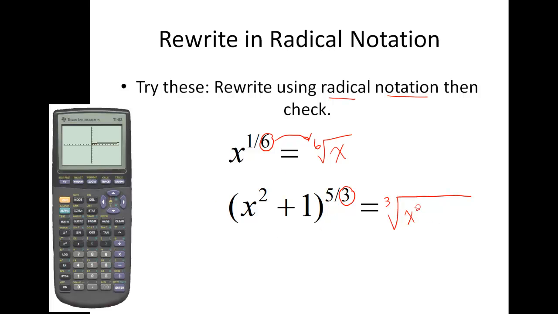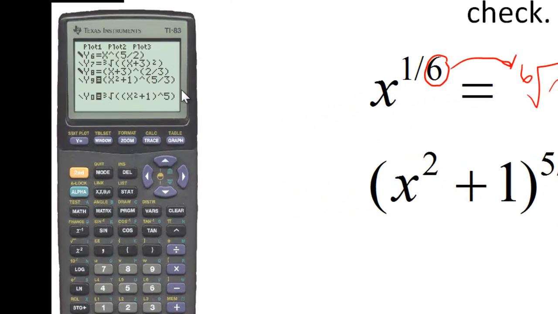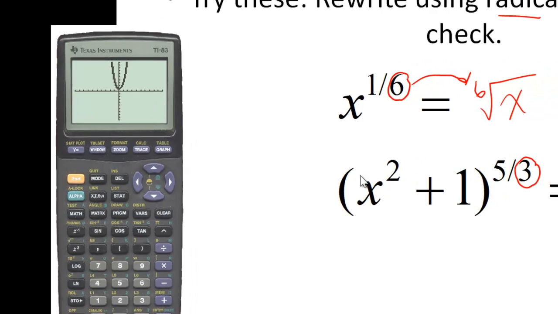The x squared plus 1 to the 5th power. Okay. So notice I have an extra set of parentheses there to indicate that everything inside there is what we're taking the cube root of. So there's x squared plus 1 to the 5/3, and here's the cube root of x squared plus 1 to the 5th. So they are in fact the same.